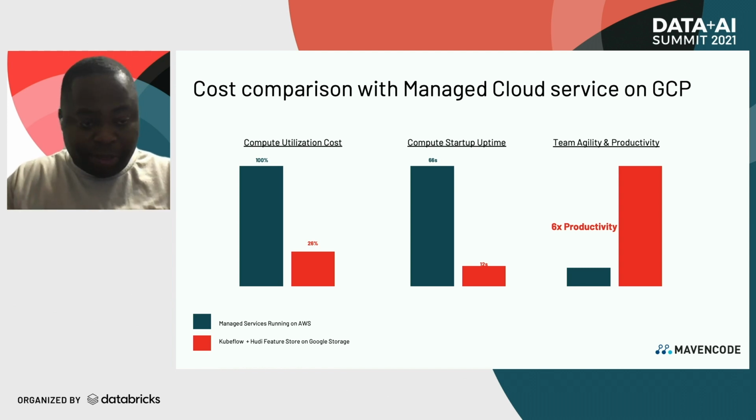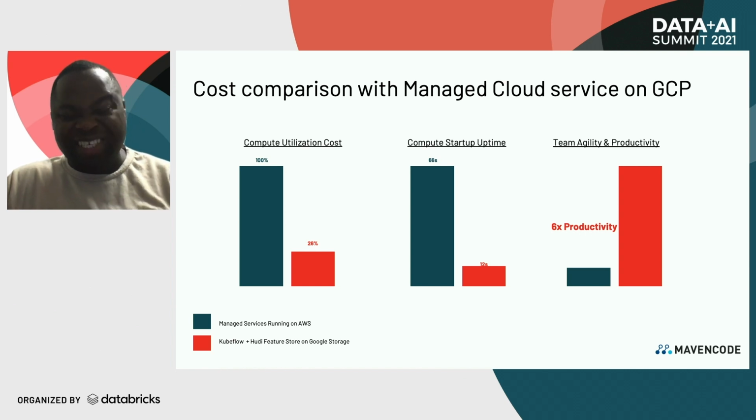In summary, if you do a similar comparison on GCP, you can see we have a 26% utilization cost for Kubeflow and feature store. For Kubeflow plus feature store on Google Cloud Storage, in terms of startup time, we have about 12 seconds. In terms of team agility and productivity, we have 6 times productivity.